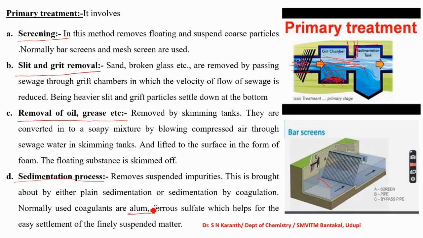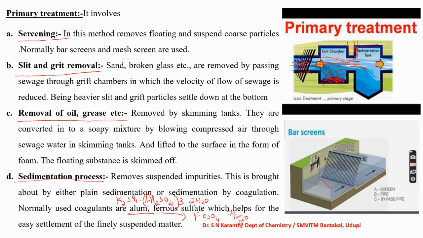Alum is an aluminium compound with the formula K2SO4.Al2(SO4)3.24H2O. Alum we may introduce, or even ferrous sulfate. The ferrous sulfate we usually write like this: FeSO4.7H2O.